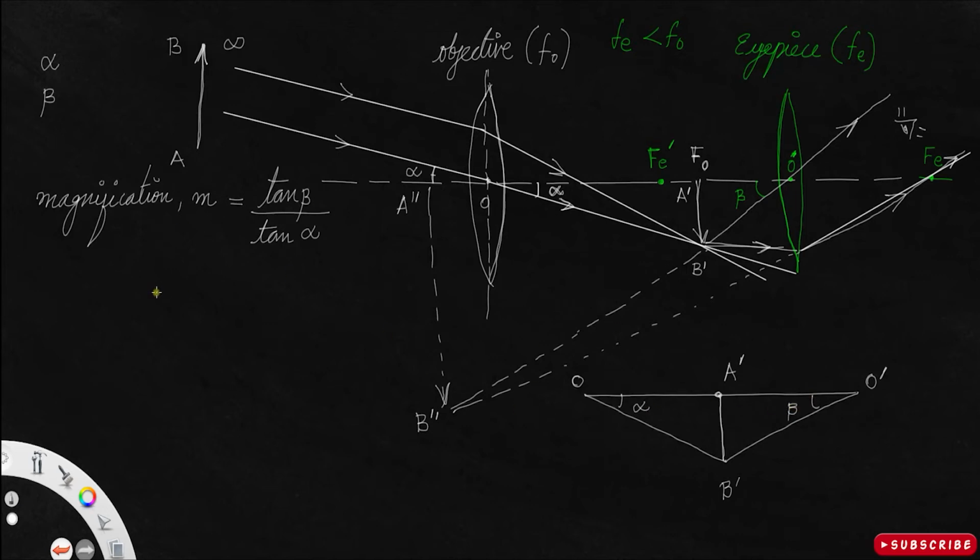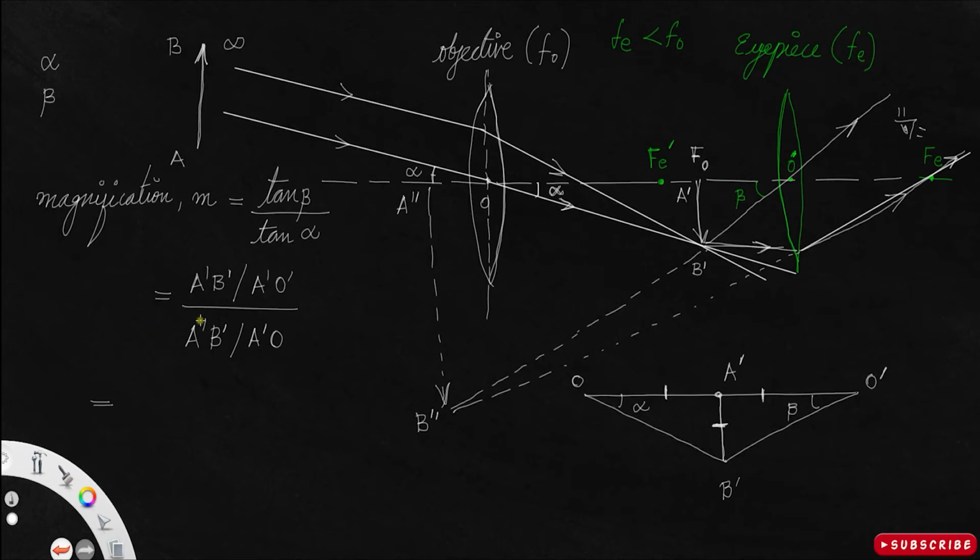Now we have tan beta. By definition, tan beta is opposite side by adjacent side. That is A dash B dash divided by A dash O dash. Similarly, tan alpha is A dash B dash, opposite side, by adjacent, so A dash B dash divided by A dash O.